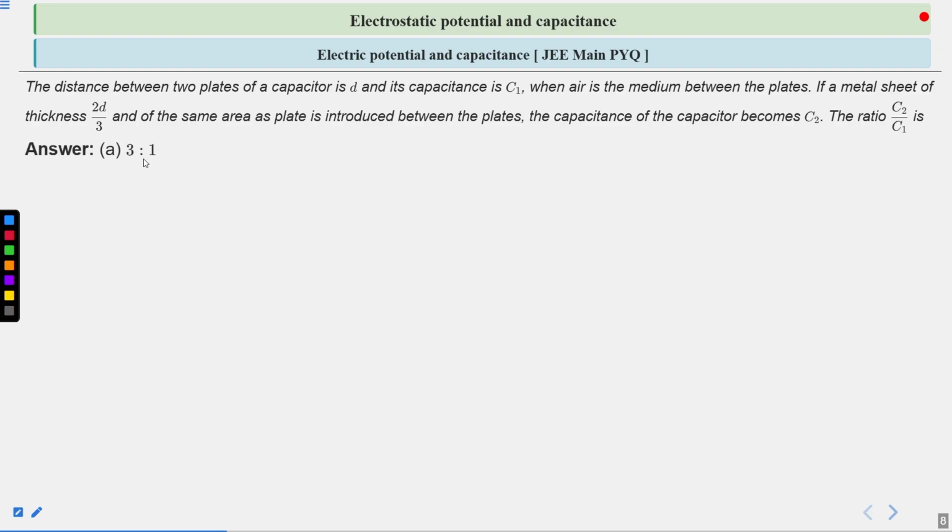So let's see the answer. 3:1. First option, A option was correct. 3:1. So let's see the solution.